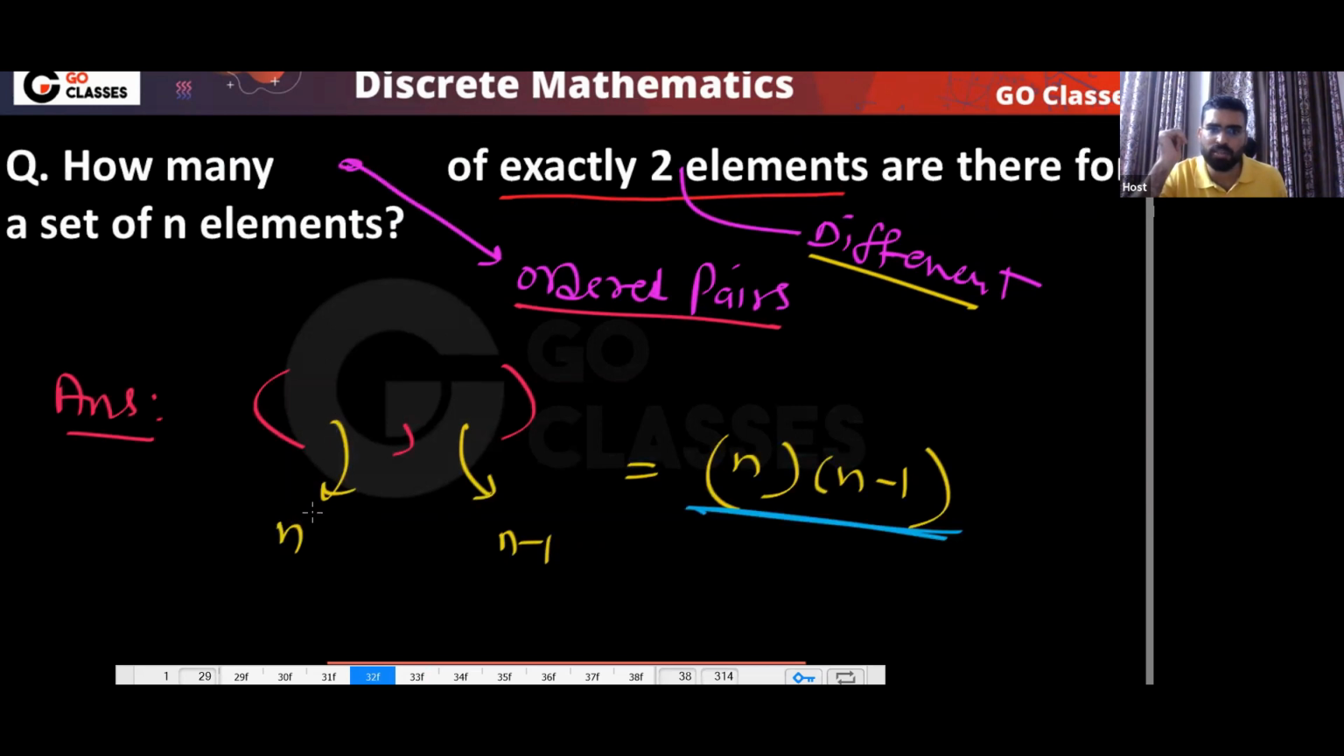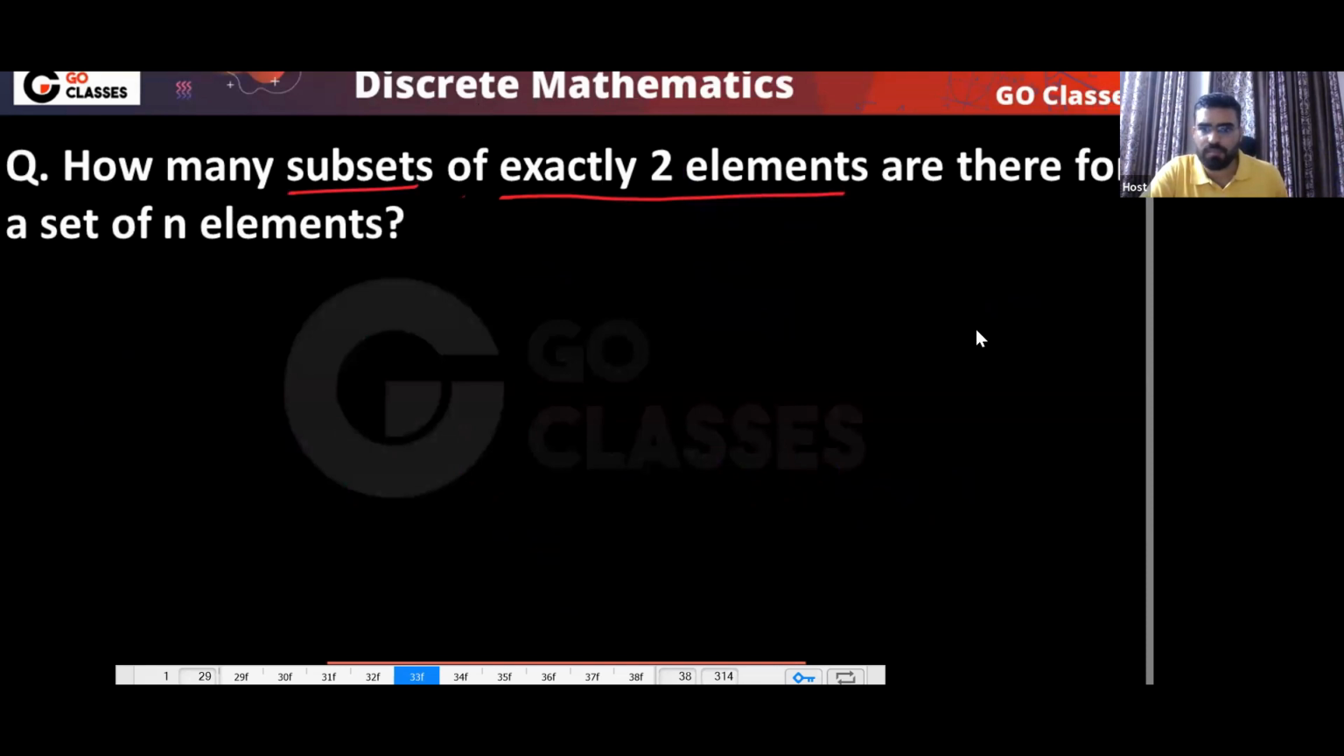For the first element, you have n choices. And for the second element, you have n minus 1 choices. Agree or not? Is this clear? Now tell me what you can see. Now we want subsets. So basically we want these type of things, like 1, 2. Are these two things same? 1, 2 and 2, 1. Yes, these two things are same because you know set. So these type of things we want, like for example 3, 4, for example 2, 3.